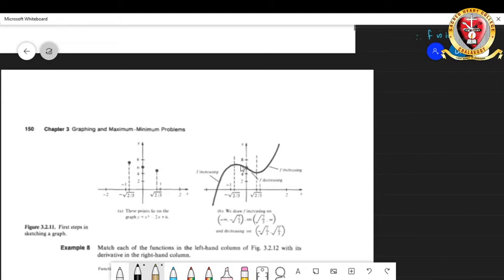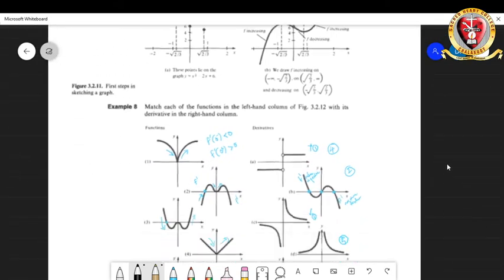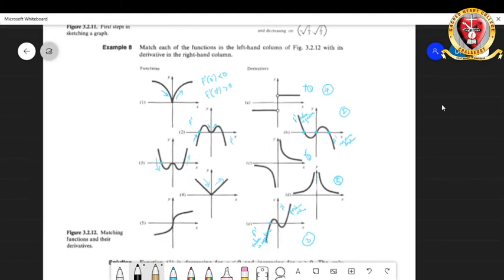And then, in this interval, we said that the function is decreasing. That is, in the interval minus root 2 by 3 comma root 2 by 3. And then, after that, the function is increasing. Right, so this is kind of an illustration for the example which we just mentioned. And example 8 asks us to match the functions in the left hand column with its derivative in the right hand column.